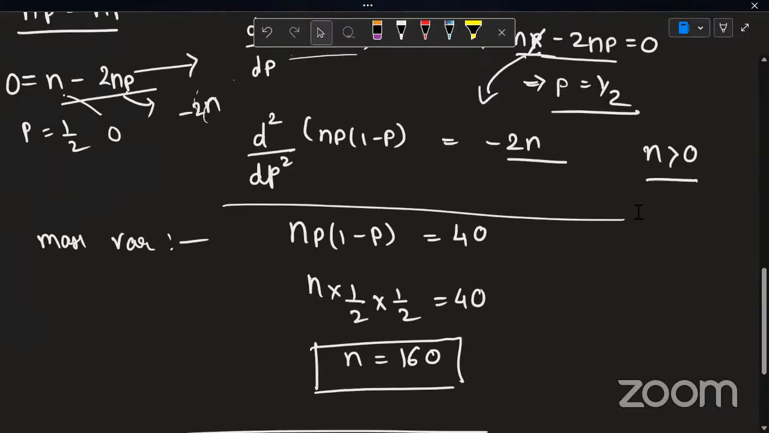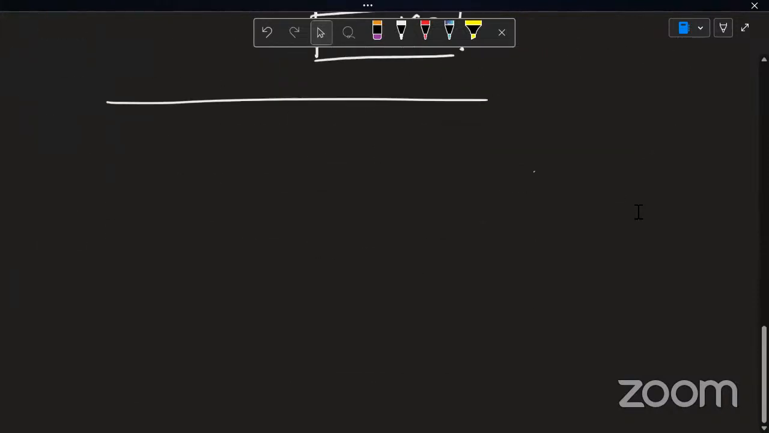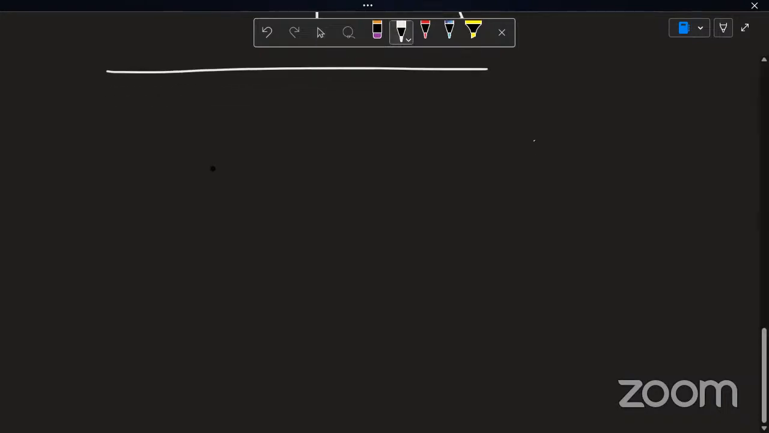These things you might have seen in the mathematics class. This is called the second derivative test. Yes, maths 2. Okay. Fine. So let's move to question number 4.